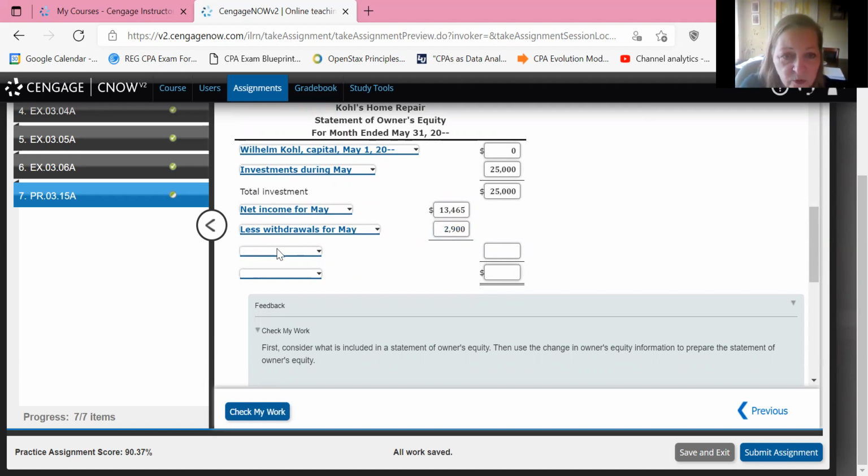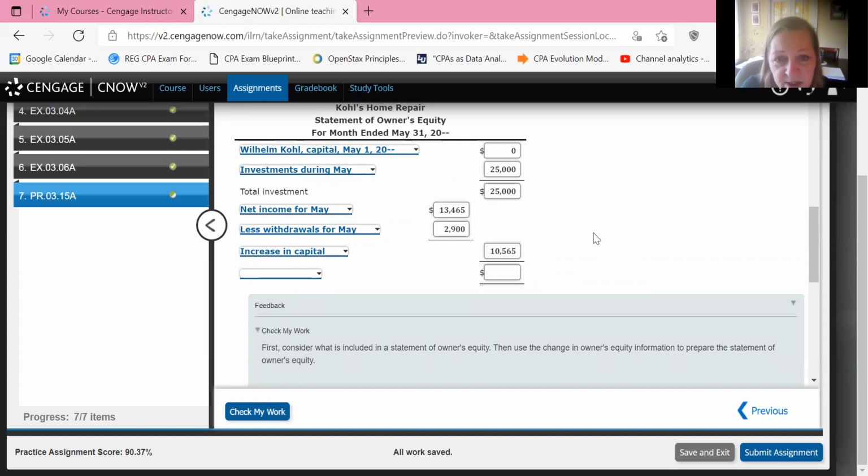So the next subtotal we want is the increase in capital. How did it increase or did it decrease? Well, look, it increased by 25,000 plus 13,465 minus 2,900. So that's definitely an increase. If you tally that up, 25,000 plus 13,465 for the net income minus the drawings of 2,900, you're going to get 10,565 for the amount it increased.